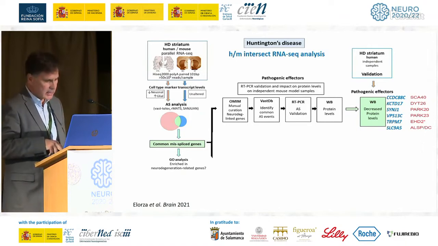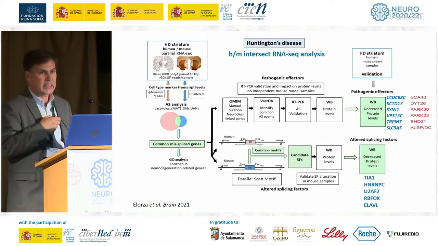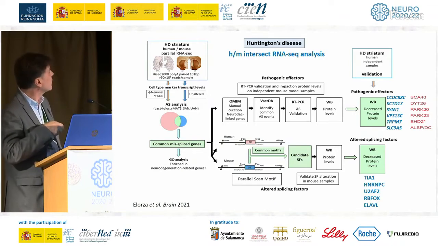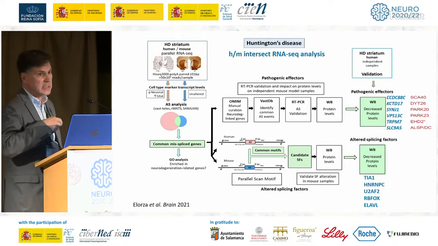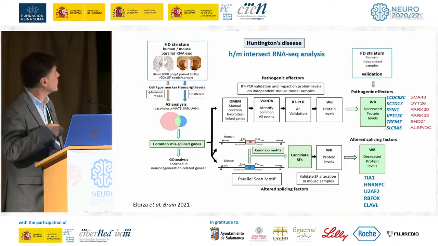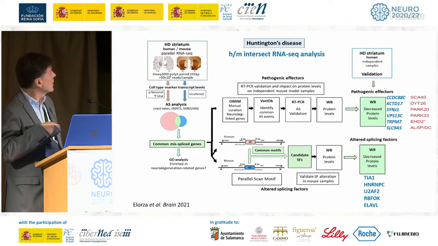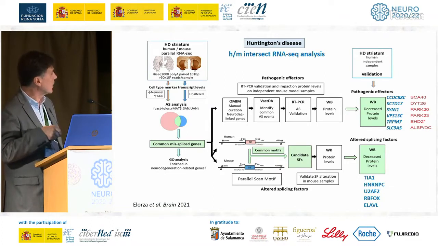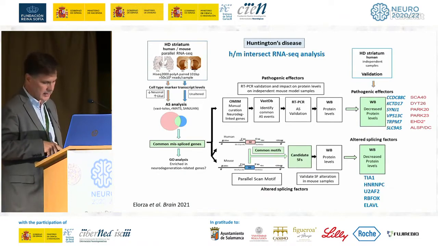Also, as part of this study, Ainara performed a bioinformatic analysis of the consensus motif for the different splicing factors in the flanking regions surrounding those exons that are coincidentally misspliced in both species, and that way she was able to find 5 candidate splicing factors whose protein levels were also decreased both in the human tissue and in mouse models, and that might significantly contribute to this pathogenic mechanism.